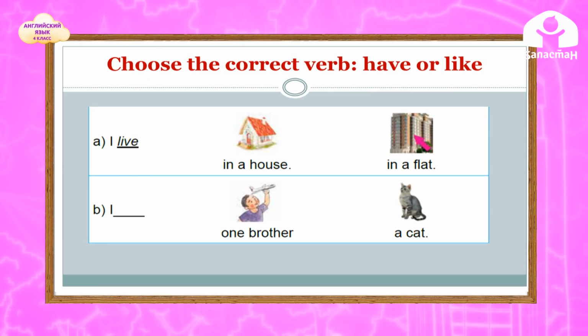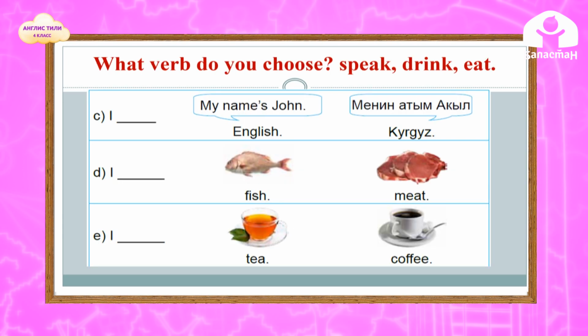Look at the picture and choose the correct verb, have or like. Yes, you choose the verb have. I have one brother. I have a cat. Next, choose the correct verb: speak, drink, eat.